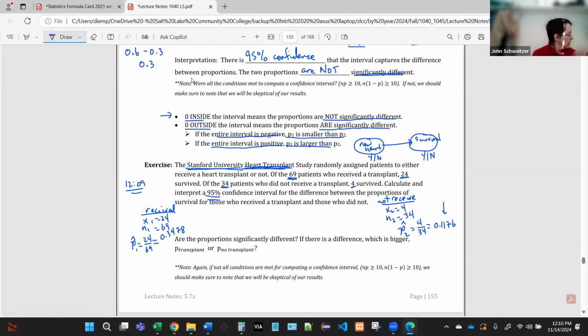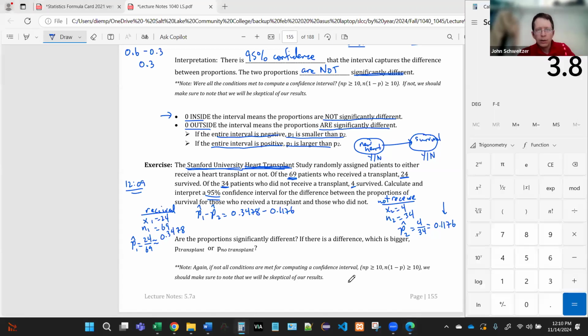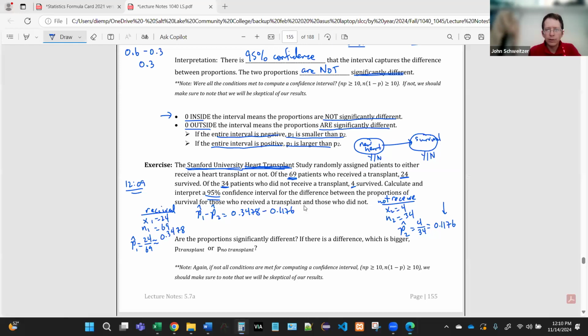So what is it that we're interested in? It's actually the difference of those two statistics. So what we'll do is we'll go P1 hat minus P2 hat. So that's 0.3478 minus 0.1176. Okay, so if we subtract those, let's see here. It's going to give us 0.3478 minus 0.1176. So about a 23% difference.